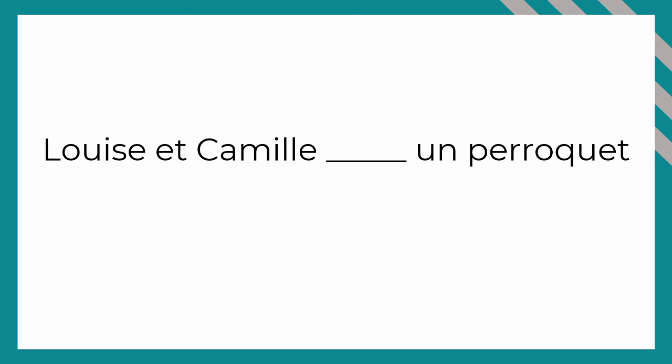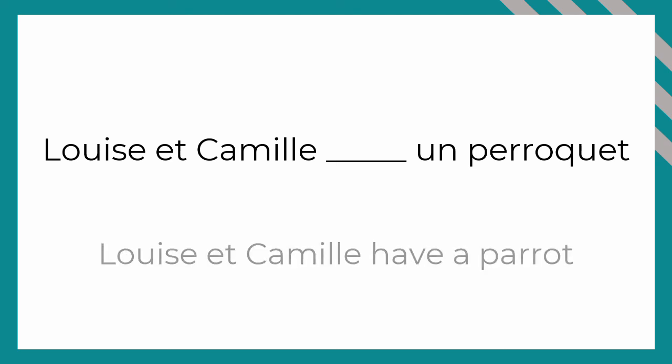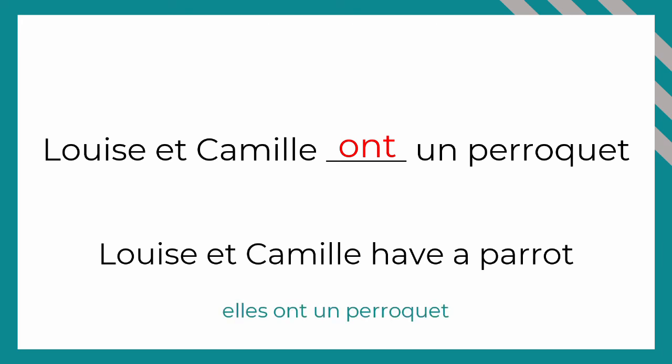Louise et Camille un perroquet. Louise et Camille ont un perroquet. Louise and Camille have a parrot. In order to say they have a parrot, we would say elles ont. Elles ont un perroquet. Because here both Louise and Camille are feminine nouns.